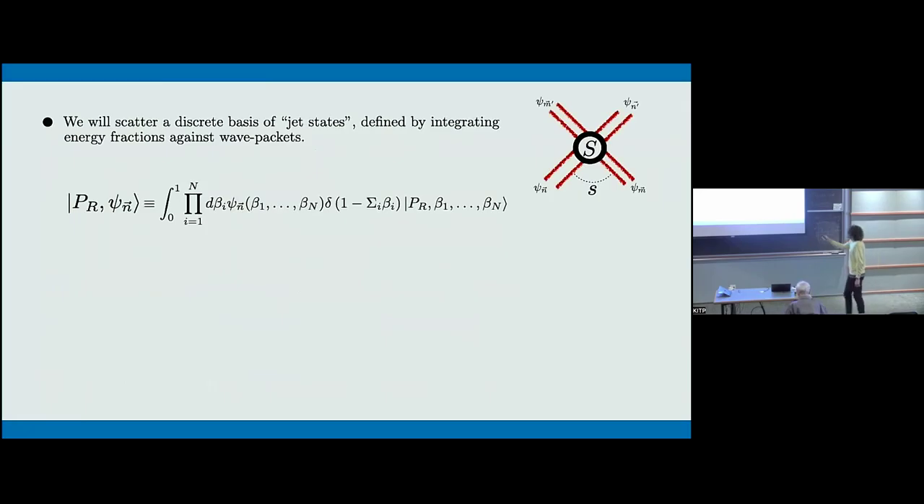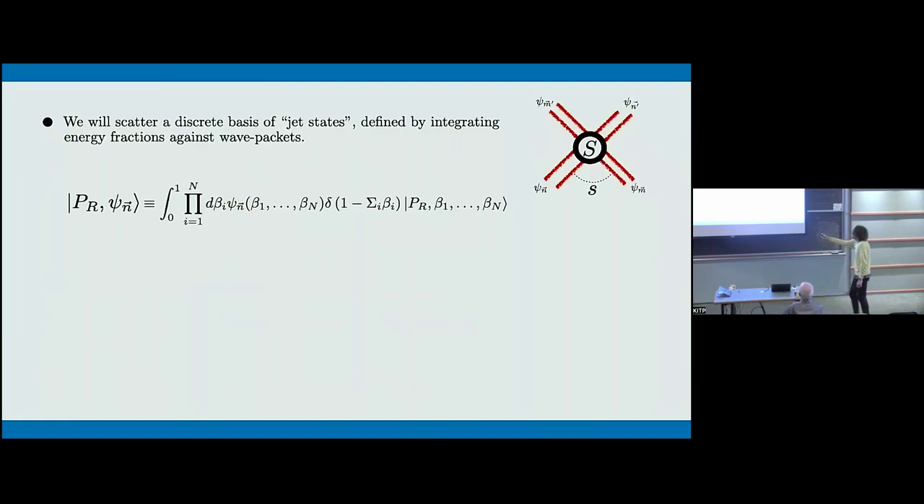So what we'll do is that we'll scatter some so-called jet states. So define a discrete basis of states by integrating these bundles of incoming particles against wave packets at fixed total momenta, but we're going to integrate it against wave packets in the energy fractions.